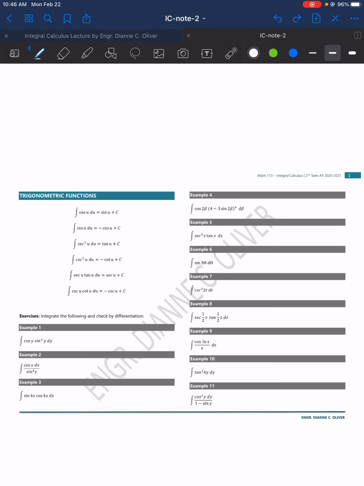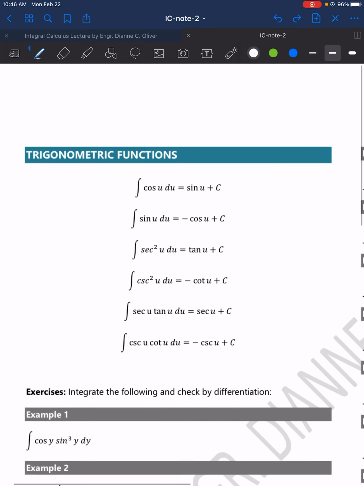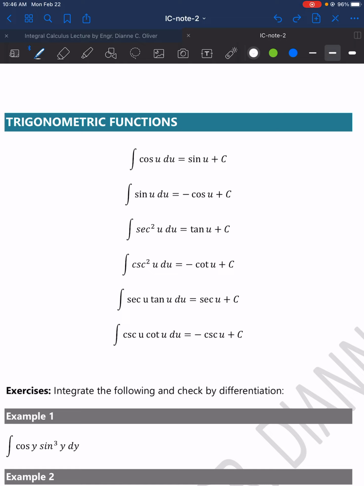Now we will be using the trigonometric functions here. Since the given is the integral of sine 3 theta d theta, the pattern that we will use here is the integral of sine u du. So if we go back here, the pattern that we chose is the integral of sine u du. The answer will be equal to negative cosine u plus c.